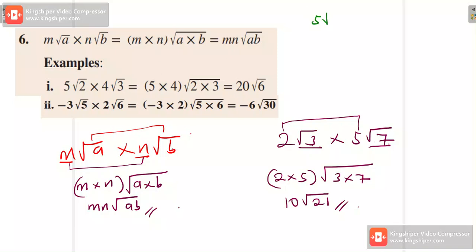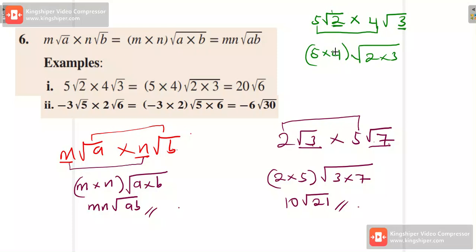Let's take this example. We have 5 root of 2 times 4 root of 3. The rational numbers are 5 and 4. So you take the product, then you use just one root sign and multiply the radicals 2 and 3, which is 2 times 3. So 5 times 4, we have 20. And we have 2 times 3, which is 6, root of 6. And that becomes the answer to this. Now justify the answer to this one.